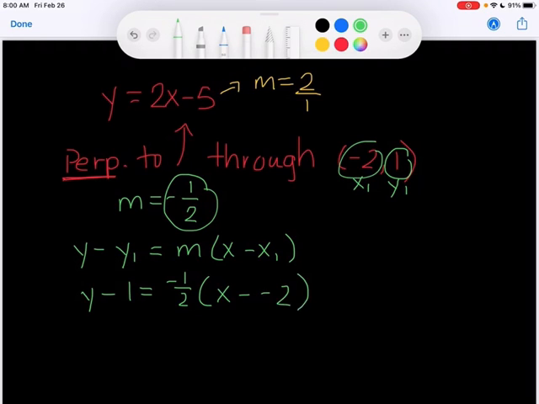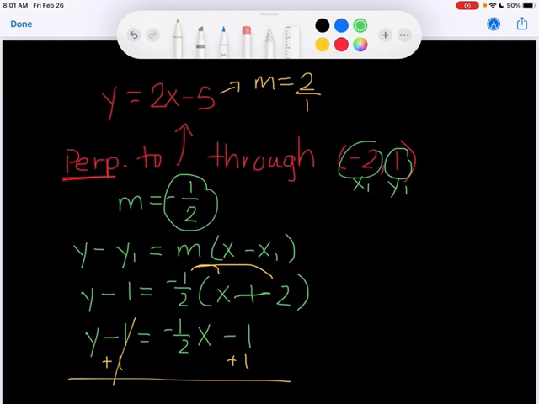Now we just need to simplify again. So this becomes plus 2, and I'm going to distribute the -1/2 here. So we get y minus 1 equals -1/2 x, and then -1/2 times 2 is -1. And then I can add 1 to both sides. We end up with y equals -1/2 x, and then -1 plus 1 cancels out, so it's just y equals -1/2 x. You could put plus 0, but really you don't need to leave that plus 0 there.